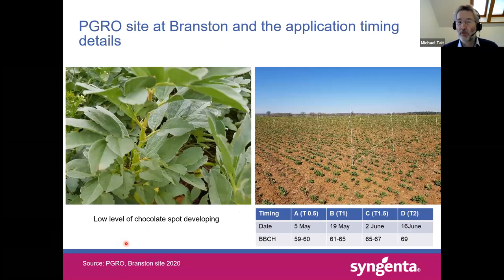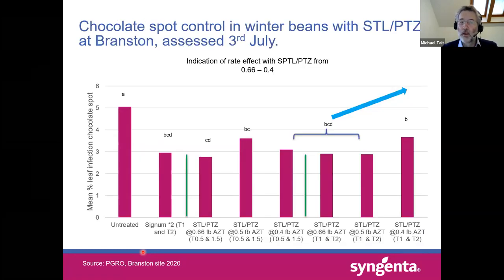The other site we had with PGRO was at Branston. There we had a bit more chocolate spot. We used those same timings and the same treatments that I referred to earlier on. So you've got the different early timings compared with the later or standard T1, T2 timings. Again, looking for that information on whether or not we were better to go a bit earlier and what rate was required for control. Now this is looking at chocolate spot.